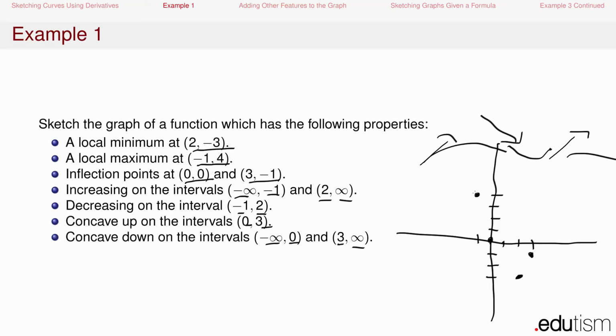Well, before -1 it's going to be increasing and concave down. So we're going to get a shape like this. Between -1 and 0, it's decreasing and concave down. So we're going to get a shape like this. Between 0 and 2, it's decreasing and concave up. So we're going to get a shape like this. Between 2 and 3, it's increasing and concave up. So we get a shape like this. And from 3 on, it's increasing and concave down. So we get a shape like that. So that's what the graph of the function is going to look like approximately.